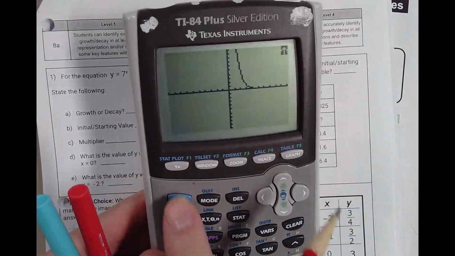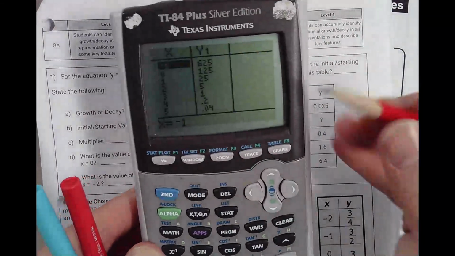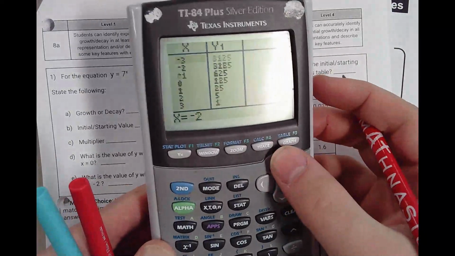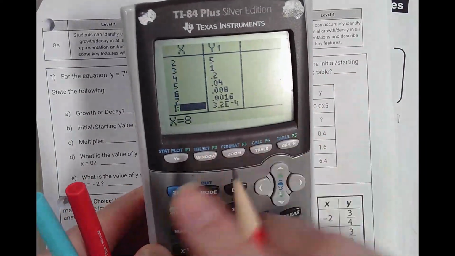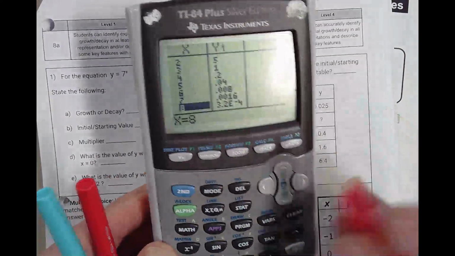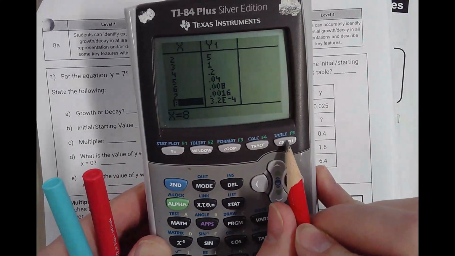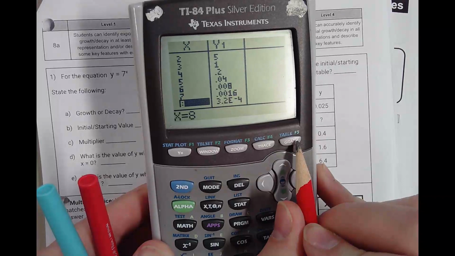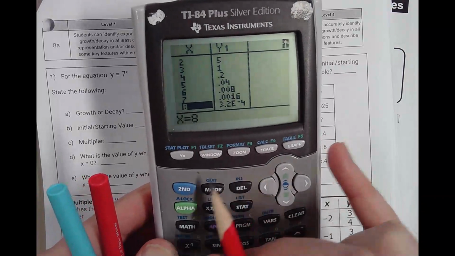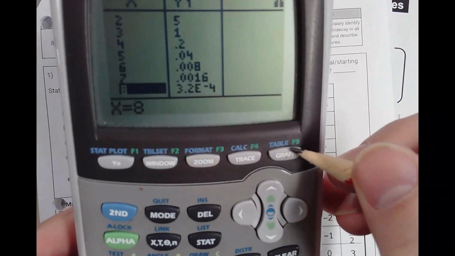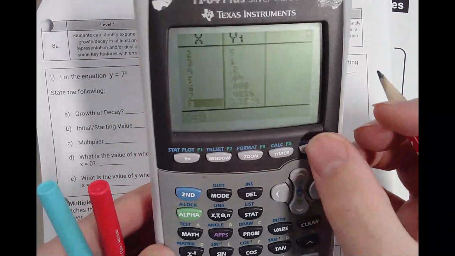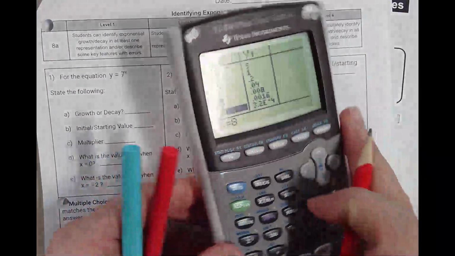And most importantly, I can see the table. The table allows me to see all the numbers for this function with whole number intervals. Graphing will show me a rough sketch of the graph, but if I press second graph, that'll take me to the table where I can see numbers like this.